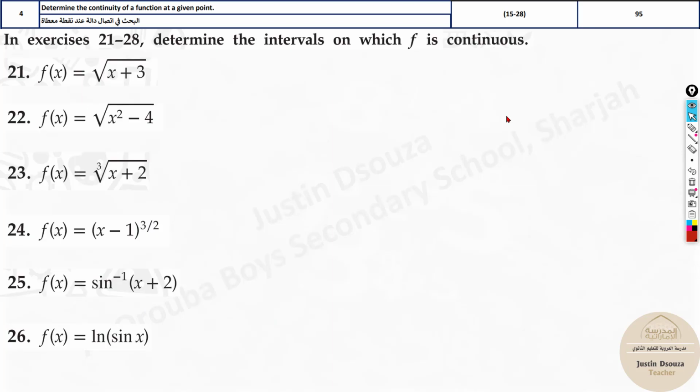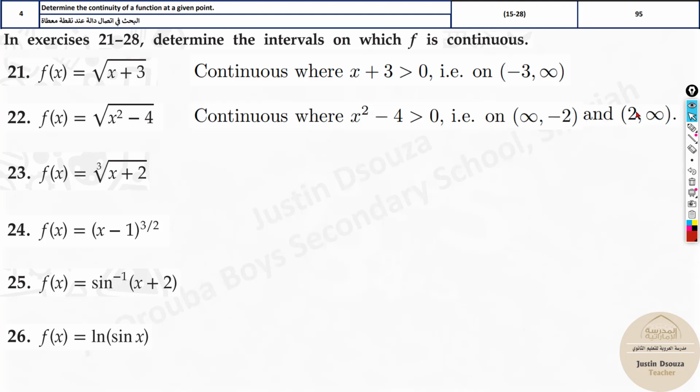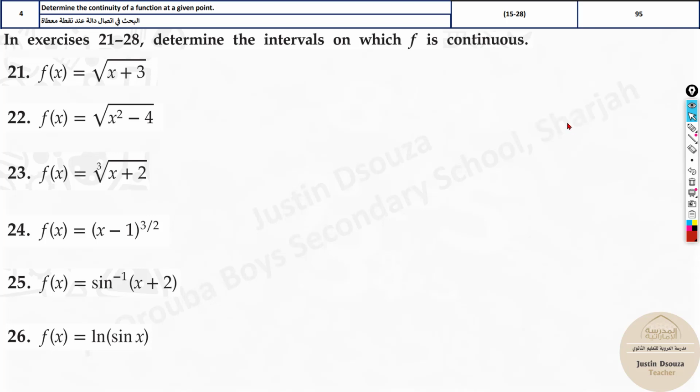Now comes the interesting part. We need to find the intervals where they are continuous. I realize that the answer over here is kind of wrong. It's a closed interval over here. This is also a closed interval. I just realized it. But anyway, now let's see how exactly we solve it.